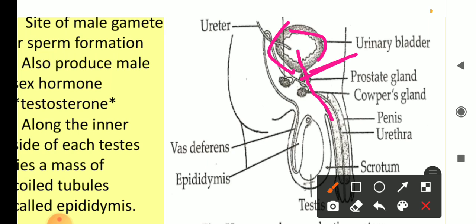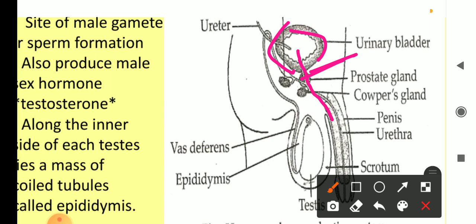Through a small duct, the prostate gland pours its secretion into the urethra, and it secretes a milky fluid which helps in the motility of sperm. It means it helps in the movement of the sperm.